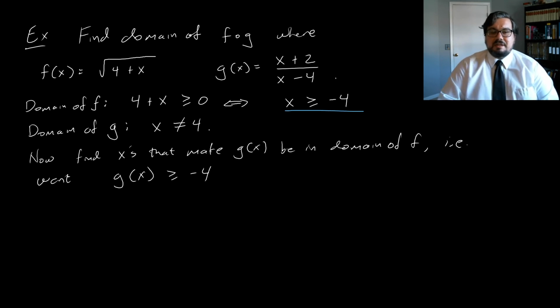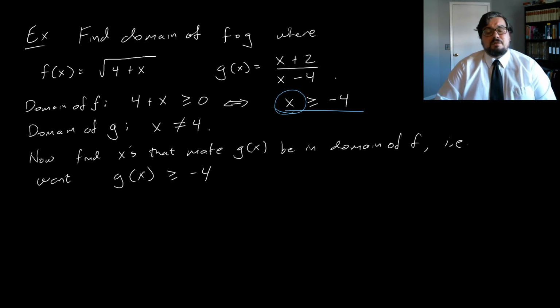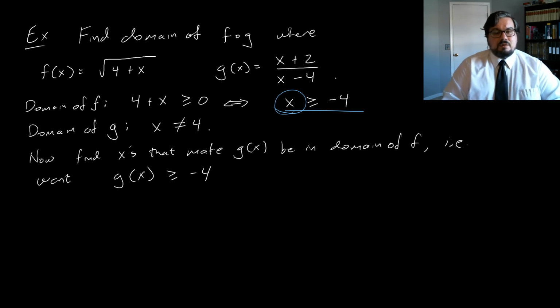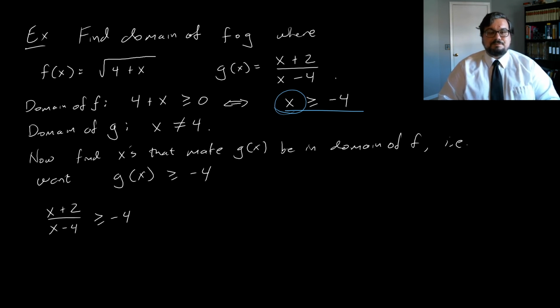We're using the domain of f, and we see that the domain of f says that the input to f has to be greater than or equal to -4. And since in the composition the input to f is g of x, we need to make sure that g of x is greater than or equal to -4. And now here's where things can get a little bit complicated. So that gives us that (x plus 2) over (x minus 4) is greater than or equal to -4.